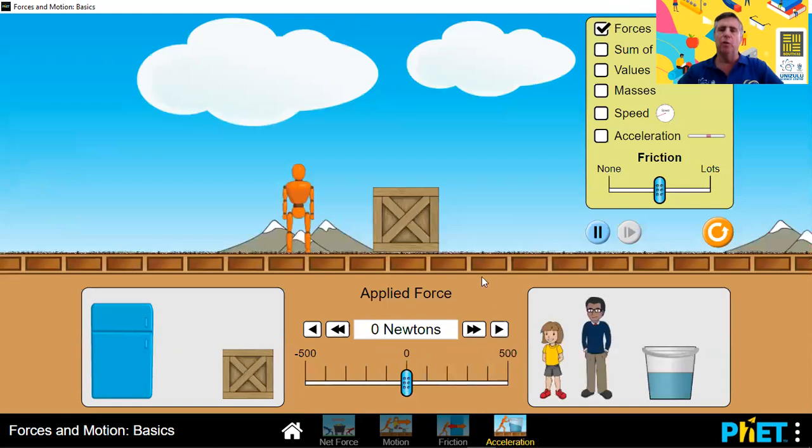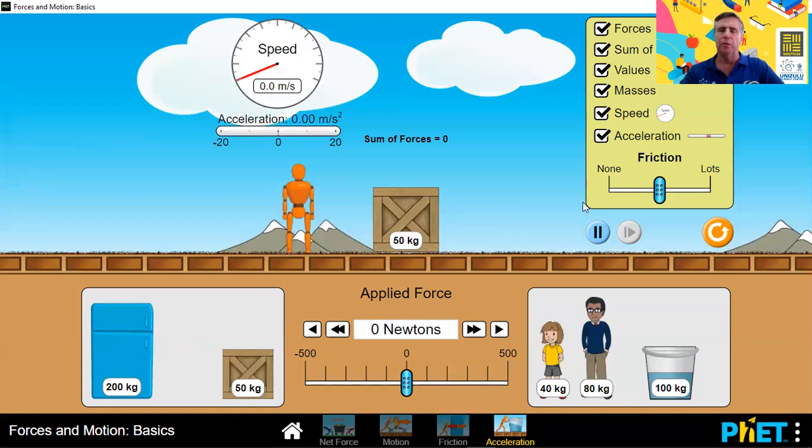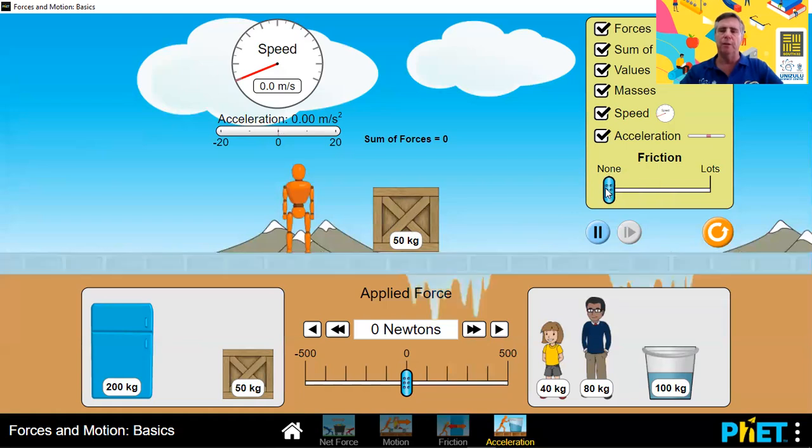Now, we can also look at this section, which is the acceleration section, which allows you to apply a force to an object. And we can ask it to tell us all kinds of things: the masses, the speeds, the accelerations, and so on. And once again, let's switch off our friction so that there's no external forces. Again, let's look at Newton's first law of motion. So this object is sitting here. There's no resultant force on the object, and so the object doesn't move.